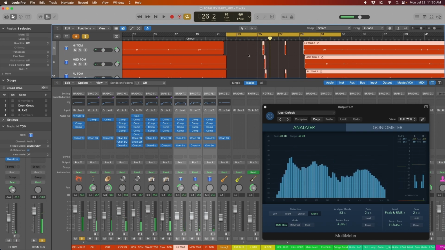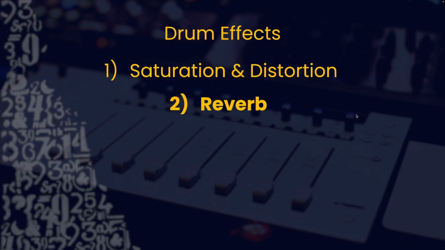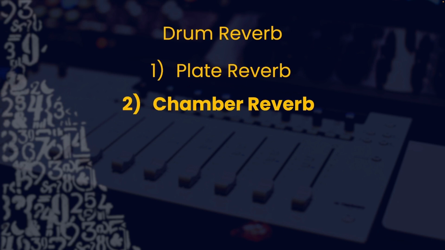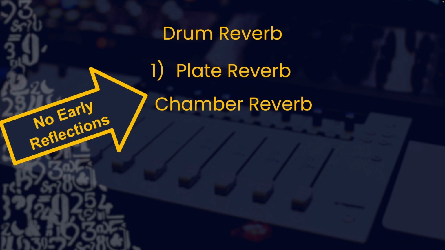Yeah, that sounds awesome. After saturation and distortion, we have reverb. And reverb is a very interesting topic when it comes to drums because there's approved reverbs, which is plate reverb and chamber reverb. And the reason that these are the approved reverbs is that there are no early reflections when it comes to these types of reverbs.